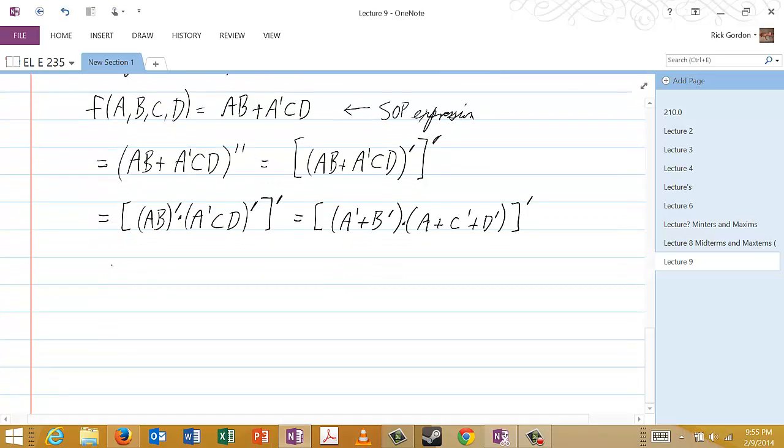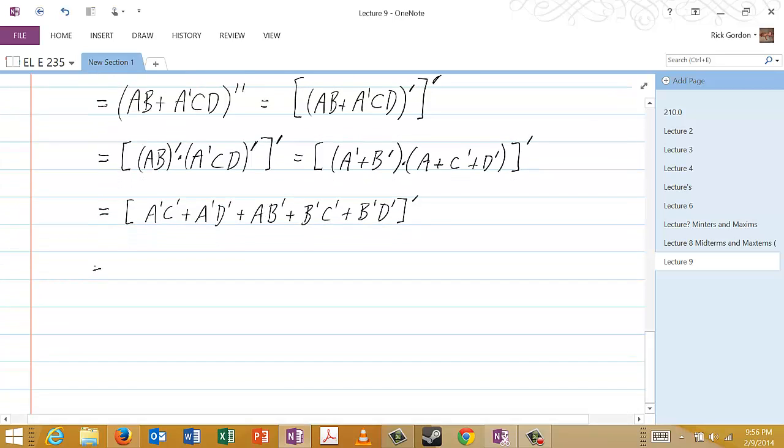Okay. Now we're almost done with this, but now we will go ahead and multiply out what's on the inside of the brackets. A prime A, I hope you readily see that that's equal to 0, because remember, any variable ANDed with its complement is 0. So A prime A gives nothing. Then we have A prime C prime, or A prime D prime, or A B prime, or B prime C prime, or B prime D prime. And all of that is primed.